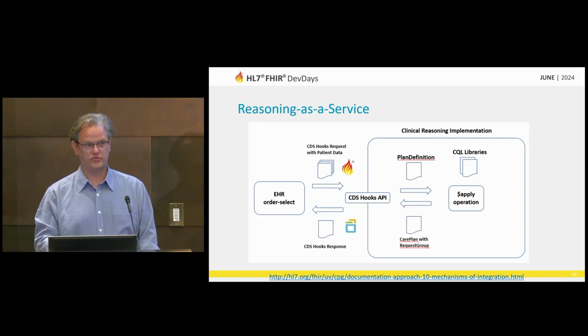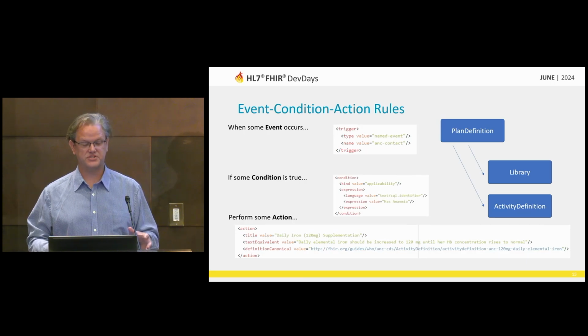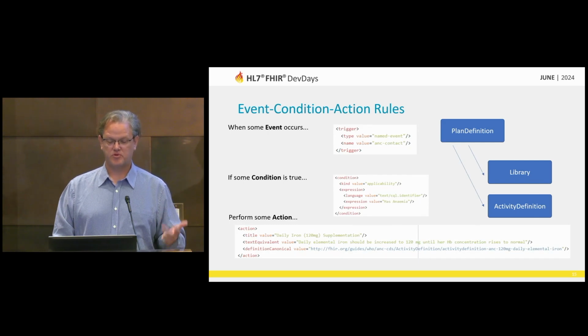We're gonna walk down through what's happening here. And then that comes back. So the first thing is that we get the data, it turns into a plan definition apply, and that plan definition resource is effectively an event condition action rule. So one of the ways you can use plan definition is to say, when some event occurs, if some condition evaluates to true, then perform some action.